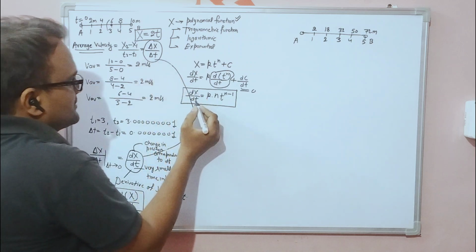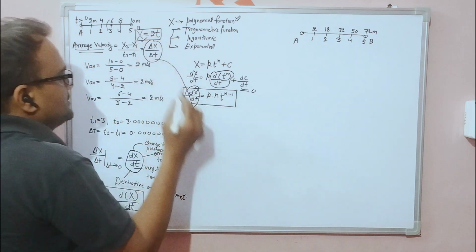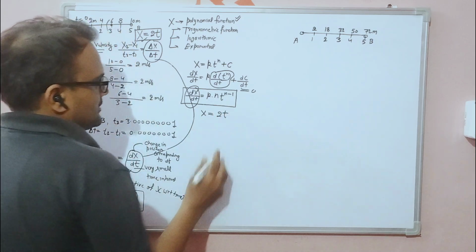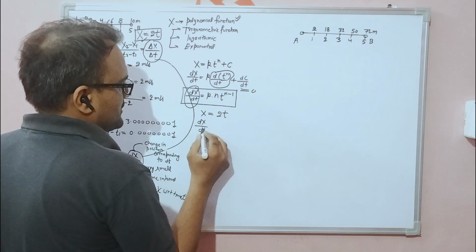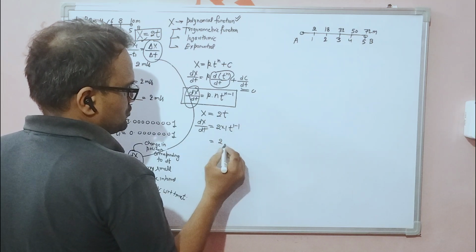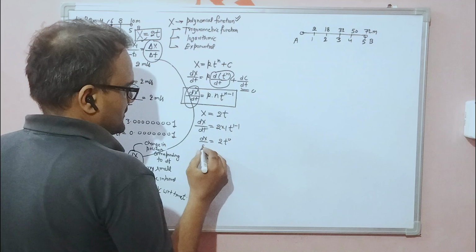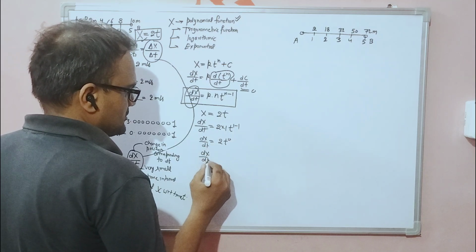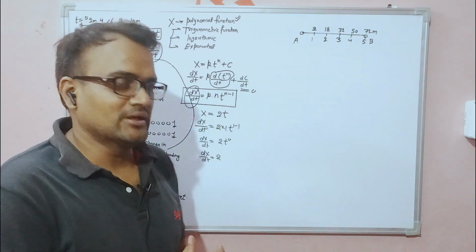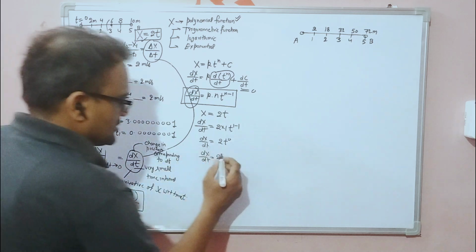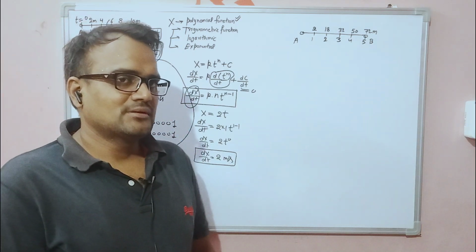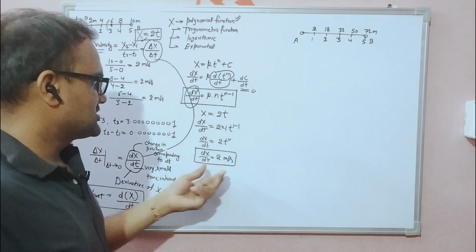Now if I apply the concept of derivative over this function, first let's write it down here, x is equal to 2t, and if I do dx over dt, it will give me 2 into 1 t power 1 minus 1, which gives 2 t power 0, and dx over dt is what? This is 2. And what is this dx over dt? This is the instantaneous velocity, right? Because I have already mentioned it over here. So this is 2 meter per second.